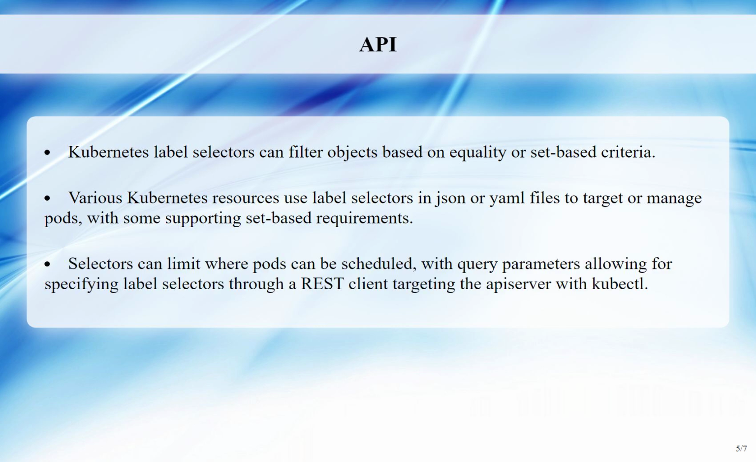The values in the selectors can be used to constrain the set of nodes onto which a pod can schedule. The text also mentions using query parameters in a URL to specify label selectors for list or watch operations via a REST client targeting the API server with kubectl, providing examples of both equality-based and set-based requirements in the URL query string.